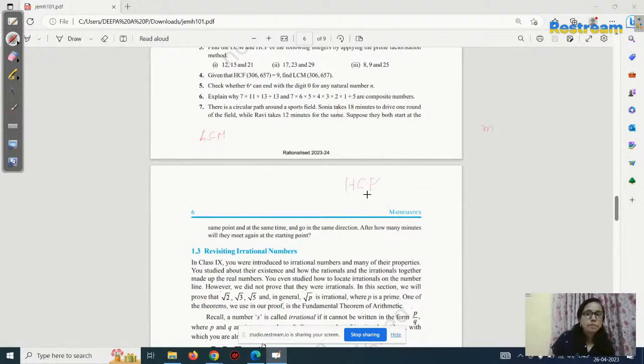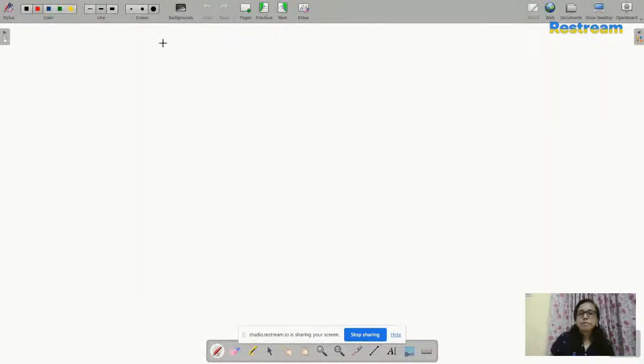Minimum or maximum you want to find out here. You have to take the LCM of 12 and 18. You got it? You have to find out the LCM, because the LCM will be bigger than 12 and 18, right? So what will be the LCM of 12 and 18?